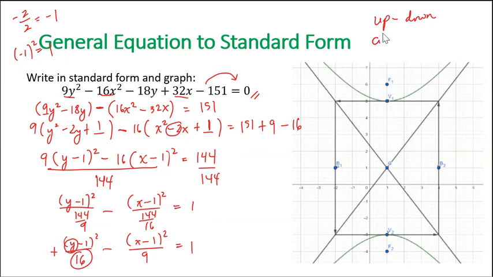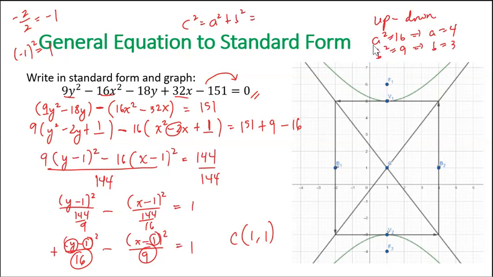So which means that a square is 16, which indicates that a is equal to 4. And then b square is 9, which indicates that b is equal to 3. And then the center of this hyperbola has coordinates h equals 1 and k equals 1. So the center is at 1 comma 1. Now for the value of c, c square is equal to a square plus b square. So since a square is 16, b square is 9, 16 plus 9 is 25. So this indicates that c is equal to square root of 25, which is 5.